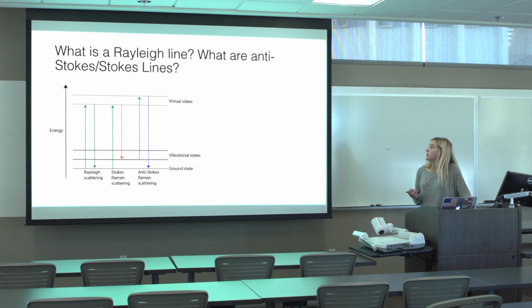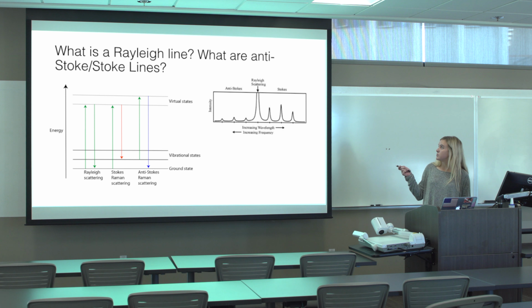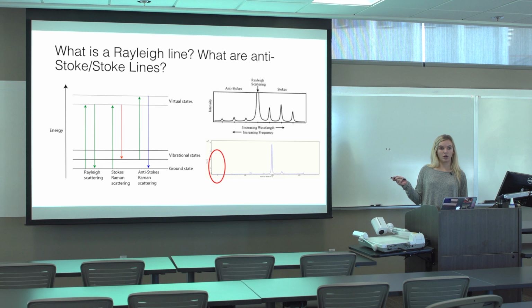And what is a Raleigh line, and what are anti-Stokes and Stokes lines? Raleigh scattering is an elastic scattering, when the photon hits a molecule at a certain wavelength and then bounces back at that same wavelength. Stokes and anti-Stokes lines are the inelastic scattering, when the photon hits the molecule and then scatters back at a different wavelength. This large peak on the right would be the Raleigh line, and the small peaks would be the anti-Stokes and Stokes lines. As you can see in our data, we are not seeing the Raleigh scattering and the Raleigh line.